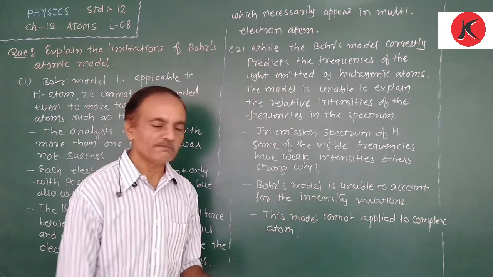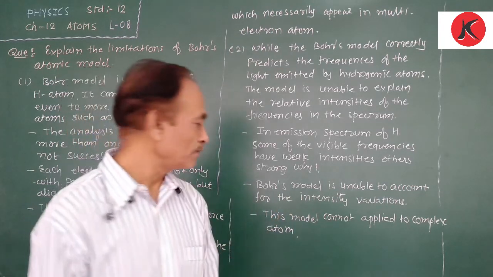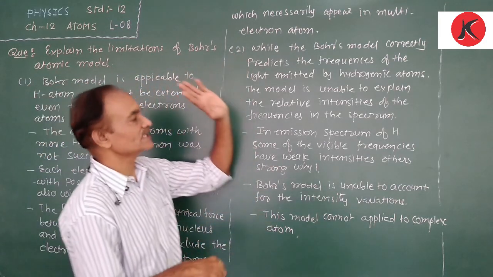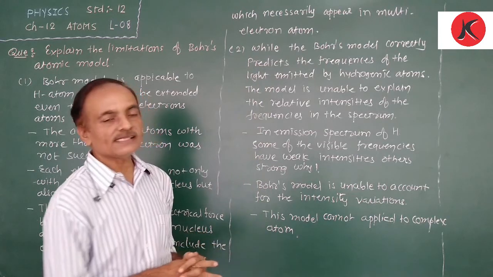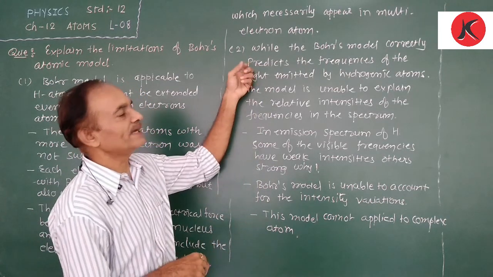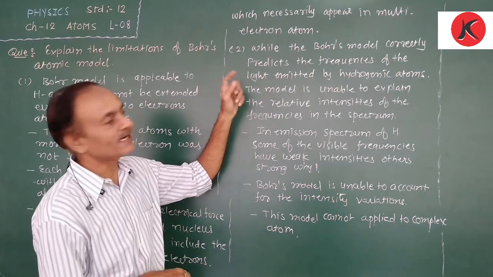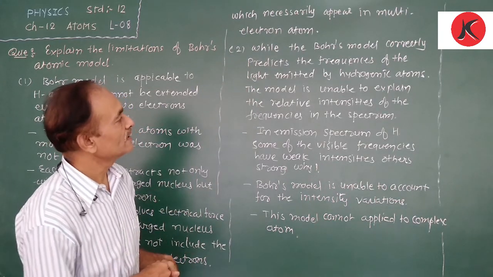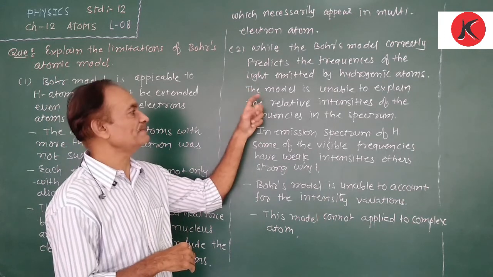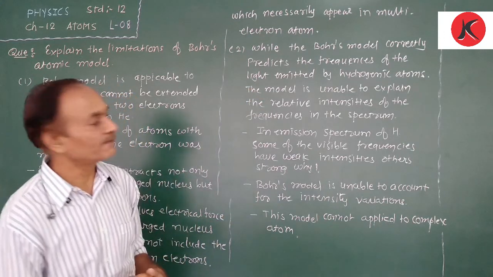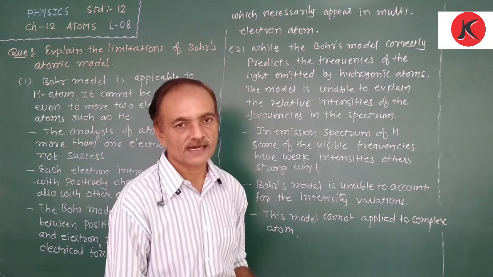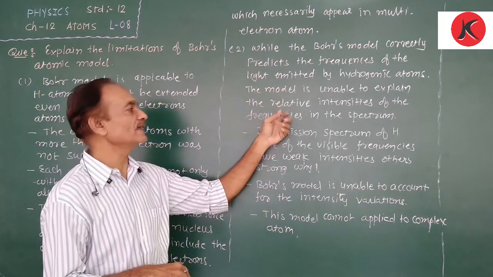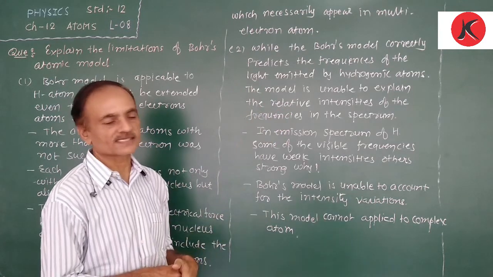This model cannot be applicable to complex atoms. Again, the second limitation of Bohr's atomic model is that while it correctly predicts the frequency of the light emitted by the hydrogenic atom, the model is unable to explain the relative intensity of the frequencies in the spectra.